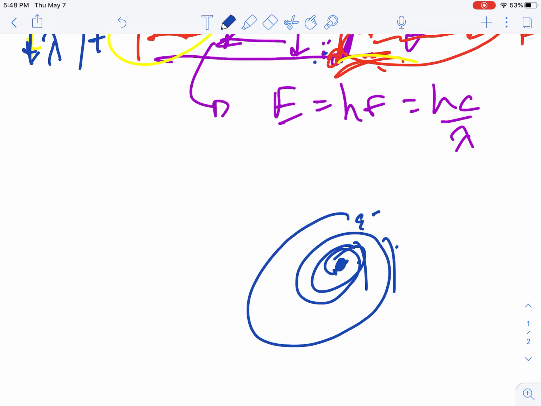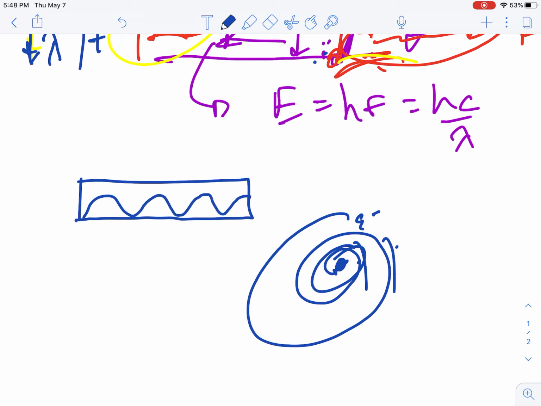Now, this is where de Broglie plays into this. This would be cooler if I could actually show you this, but imagine this. I'm going to try and draw this. Imagine that I've got a strip of paper and I've got a wave drawn on it.